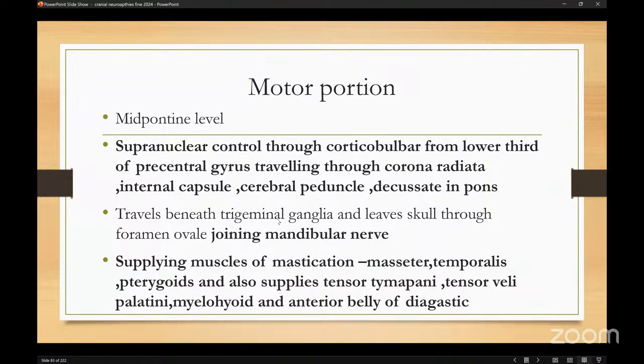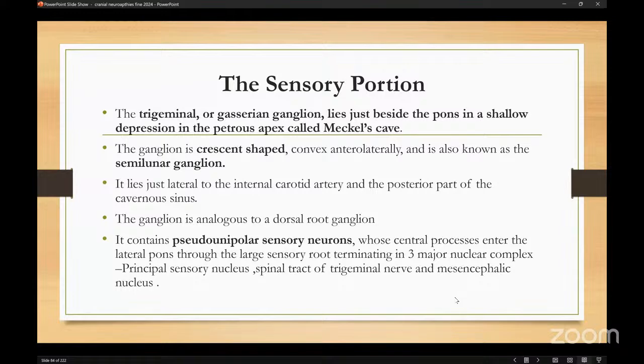Okay, it is traveling within the mandibular nerve. The motor portion of the trigeminal nerve is traveling through the mandibular nerve. It doesn't go through V1 and V2. It goes through V3, and it supplies the muscles of mastication, that is masseter, temporalis, pterygoids, tensor tympani, tensor veli palatini, mylohyoid muscles, and anterior belly of digastric muscles.